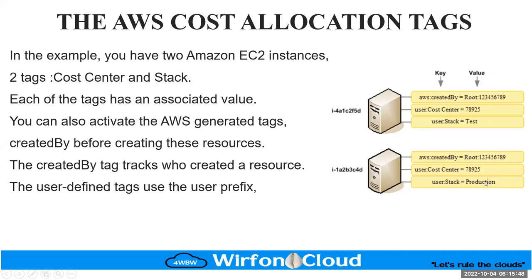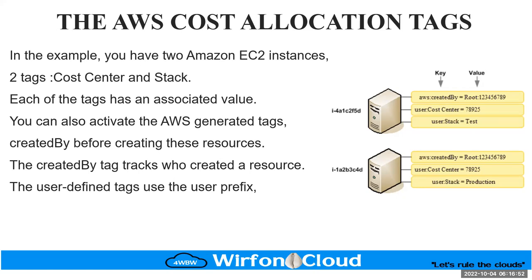So in your cost and usage report, you're going to see a section or a tab for the testing and one for the production. It can help you get a detailed cost of what you spend on different services. You can also activate the AWS generated tag, the created by tag, which tracks who created the resource. So this tag will tell you who created the resource. You should know that these tags are meant to help you dig into the details of your cost, to identify what you actually spend on specific services.